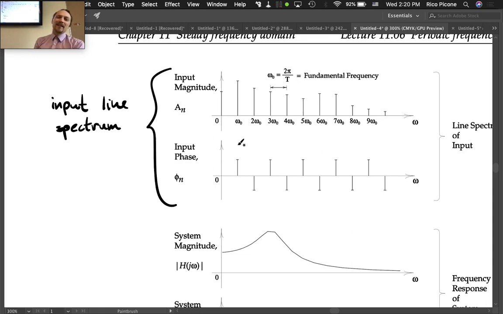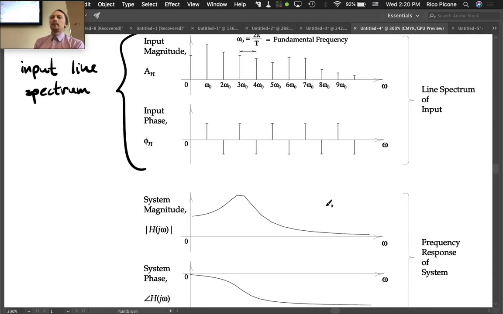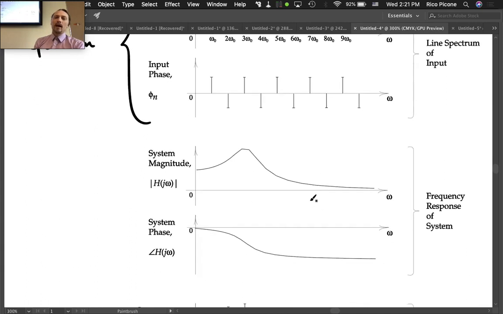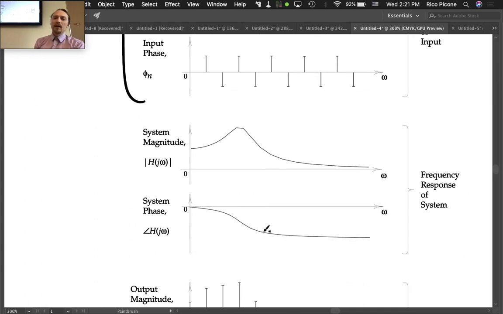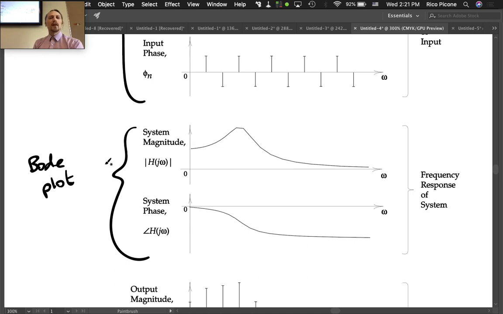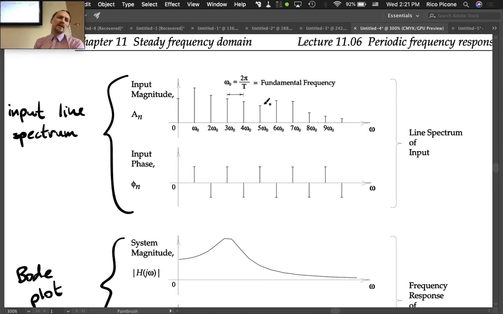So we've got these input amplitudes and phases, and we have this frequency response function of the system. So it says frequency response of the system, but we also say this is the Bode plot, right? The Bode plot of the system. So once again, this is the input line spectrum of some input function. So it could be like a sawtooth or something like that.